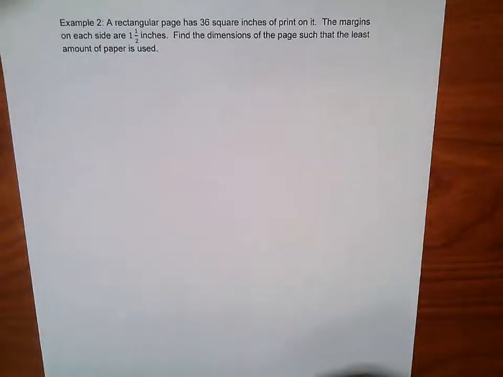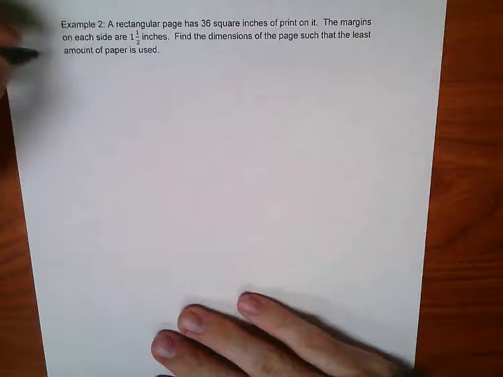Example 2. A rectangular page has 36 square inches of print on it. The margins on each side are 1.5 inches. Let's find the dimensions of the page such that the least amount of paper is used. So, same idea as before.